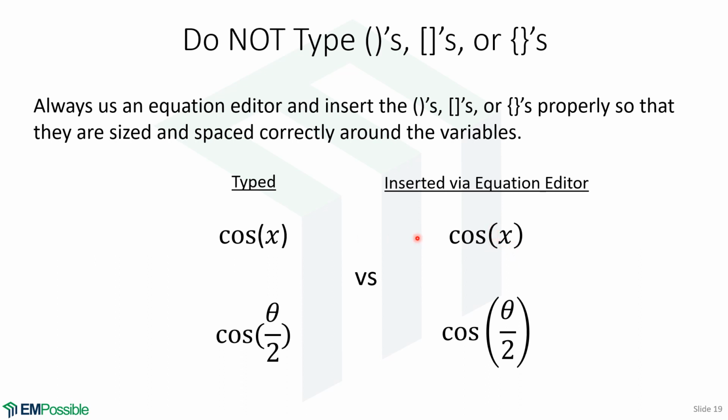Now we might look at this and say, okay, that's not such a big deal at all. And you're right, I could probably get over that. But look what happens when you put a fraction inside of those parentheses. These are typed so they don't grow with the equation inside of it. Whereas with equation editors, if you insert parentheses or square brackets or curly braces, they will grow with whatever's on the inside. And if you ever have nested ones, like parentheses inside square brackets, everything's going to grow and the sizing's going to be correct. If you're just typing these, that's not going to happen.